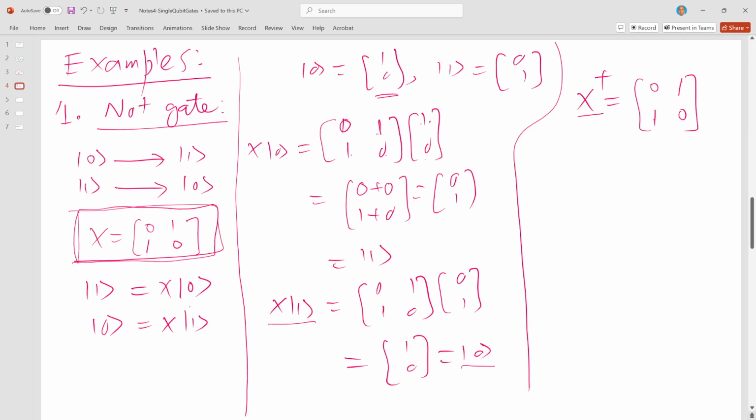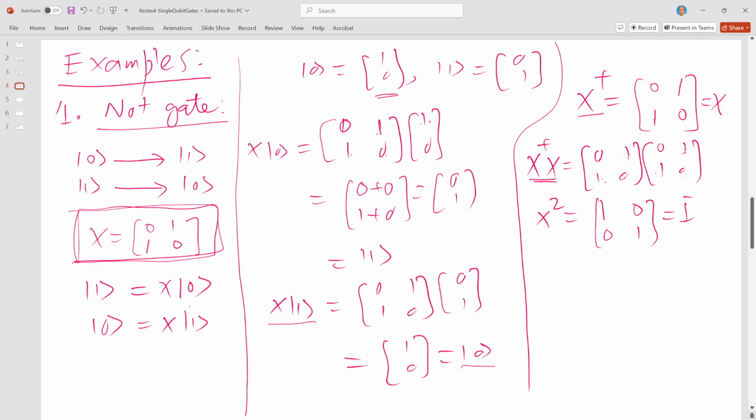Now let's check if X dagger X is identity or not. By the way, this happens to be the same as X, so I can also write this as X squared. So 0 into 0 plus 1 into 1 is 1. 0 into 1 plus 1 into 0 is 0. 1 into 0 plus 0 into 1 is 0. 1 into 1 plus 0 into 0 is 1, which is identity.